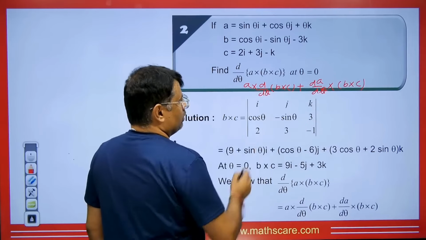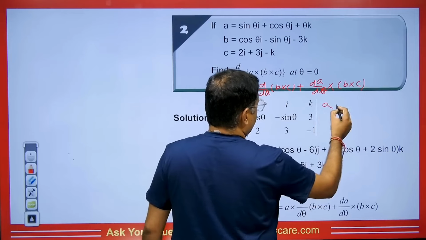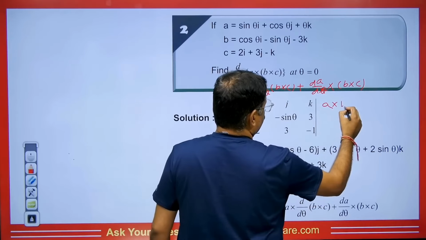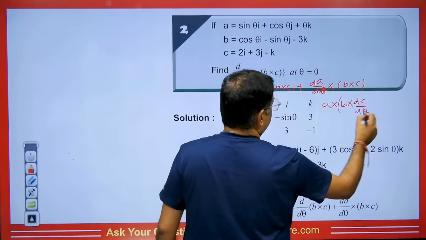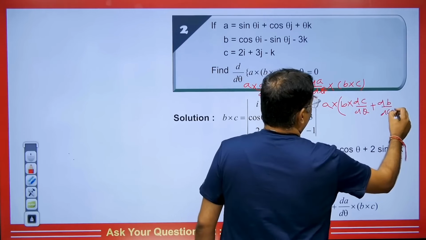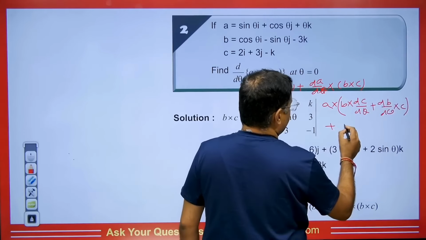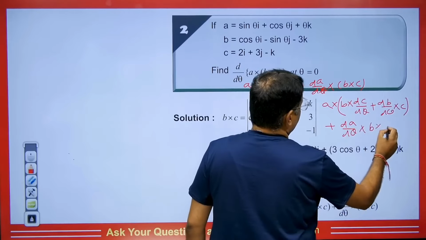Now we'll do it again. I'll just calculate its value here. What will come here? A, and then cross, I will write B here, and students, we will get dC by d theta, and plus, what will I write? I will write dB by d theta, okay? Cross C and plus. Here we will get dA by d theta, B cross C.